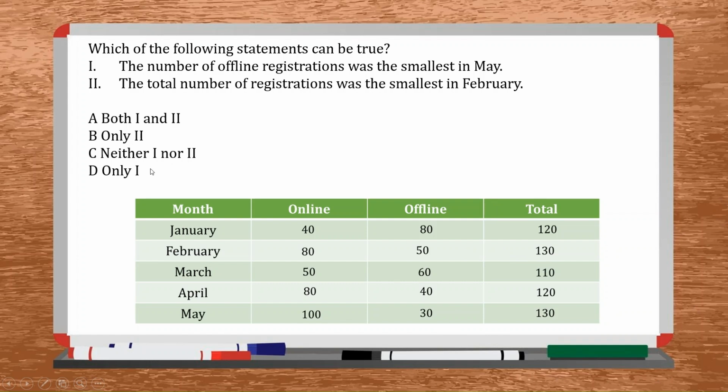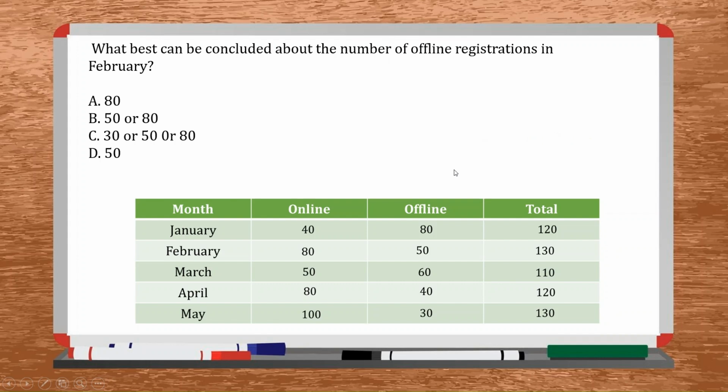So it's option D, only 1. So the correct answer is option D. Next we have: what best can be concluded about the number of offline registrations in February? So offline registrations in February were 50. So the answer here is option D, 50.